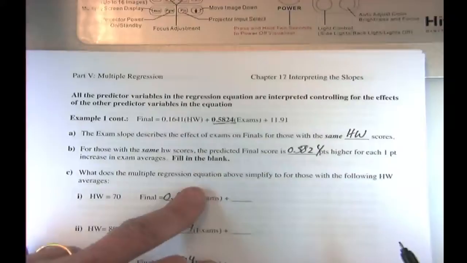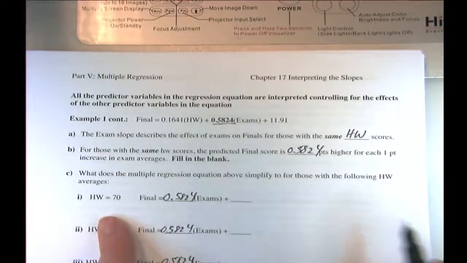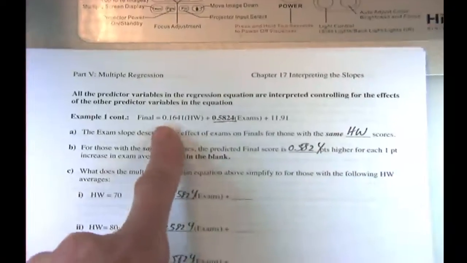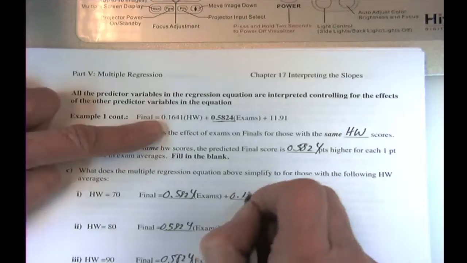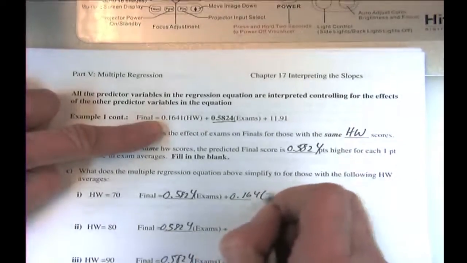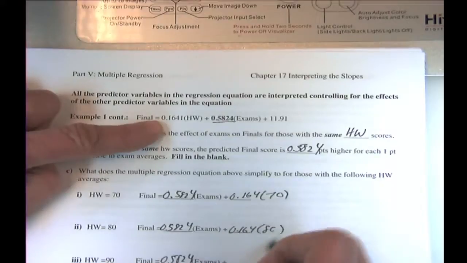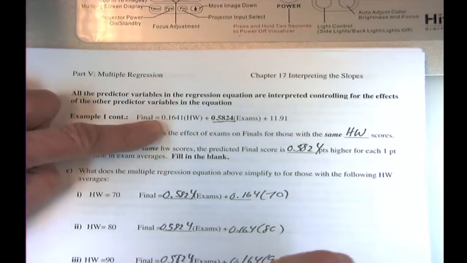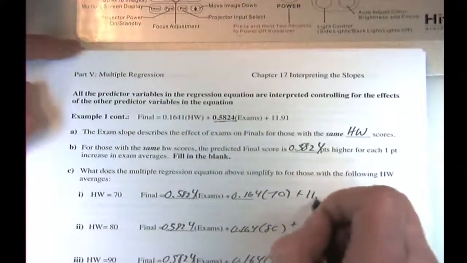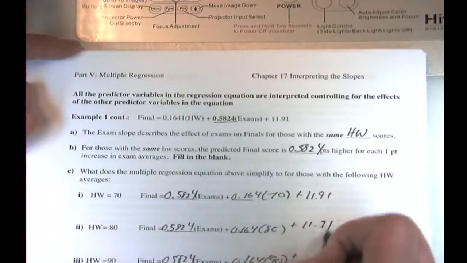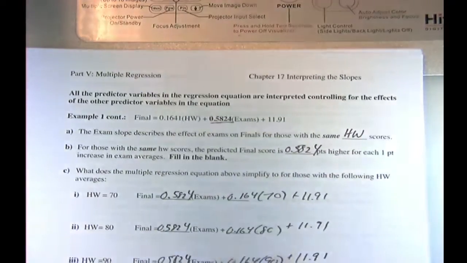And now, how is it going to be affected by changes in the homework? Well, that's given right here. So if you have 70 in a homework, it's going to be 0.164 times 70. Here it will be 0.164 times 80, and here it will be 0.164 times 90. And then it's going to be adding the same intercept. So it's not going to have as strong an effect. When you multiply by 10, it's just 1.64 points.